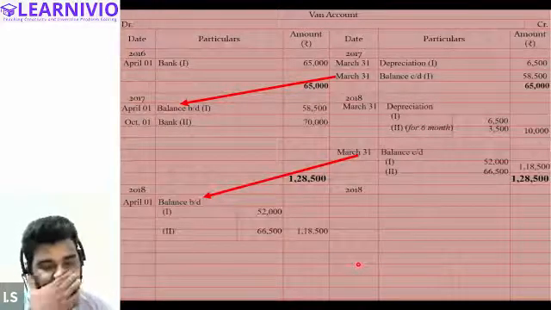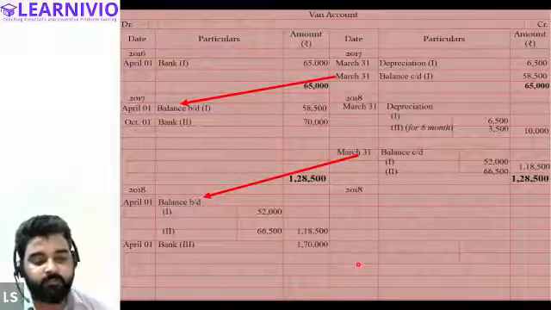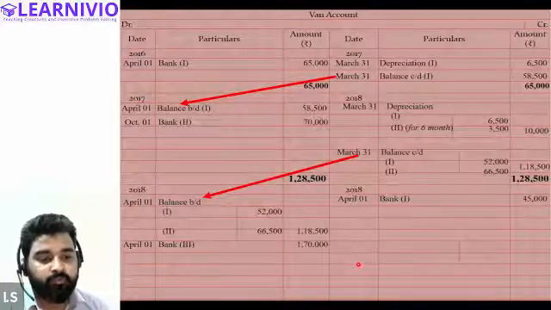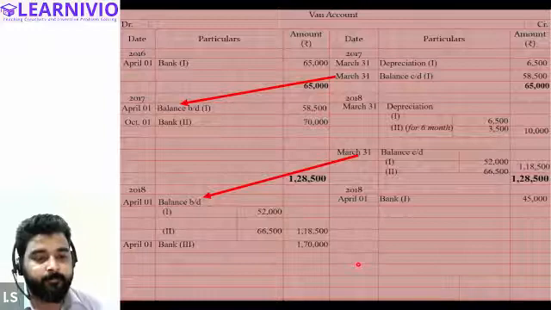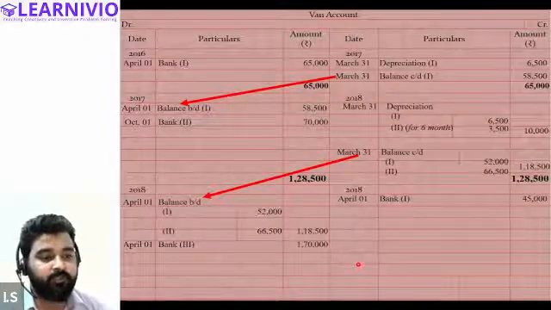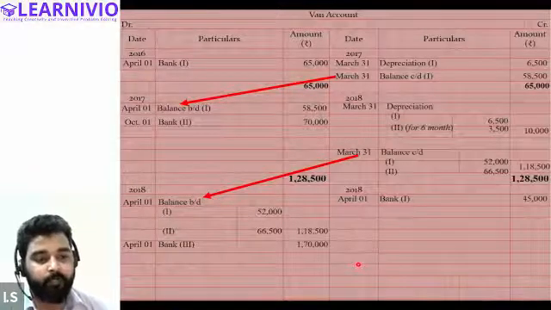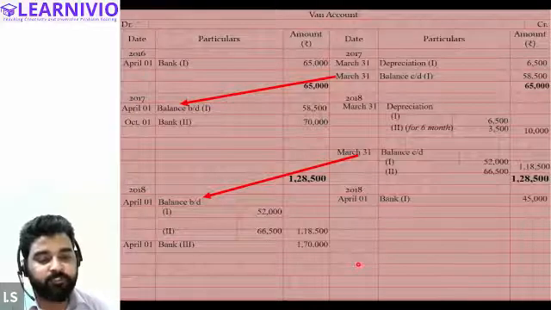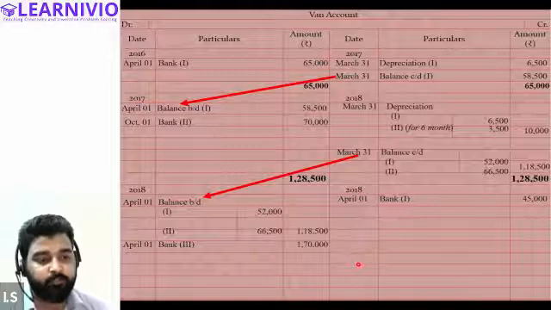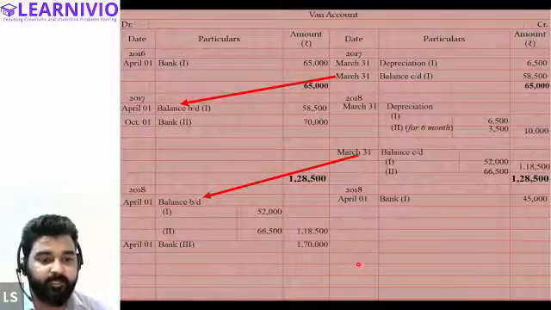Now we will charge depreciation again, but we have bought a third van for 1,70,000, and we have sold the first machine as well on the same date, on April 1st. We are selling the machinery at 45,000. Because we are selling it on the 1st April only, there will be no depreciation on this machinery for the year 2018-19.